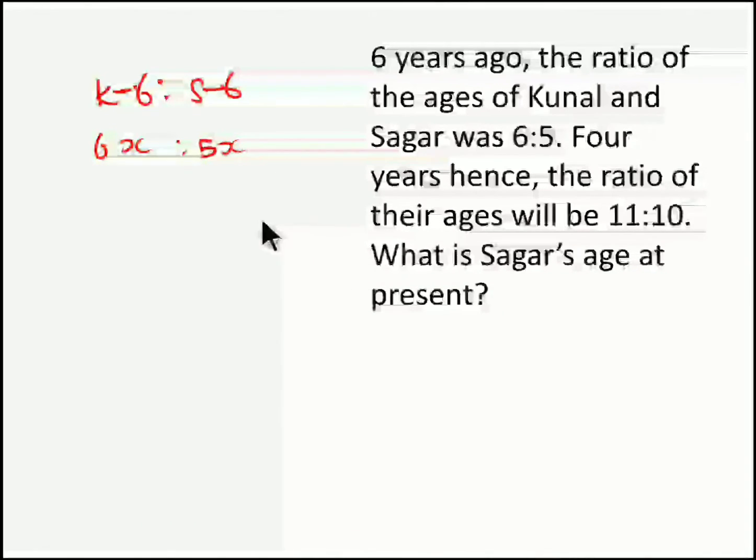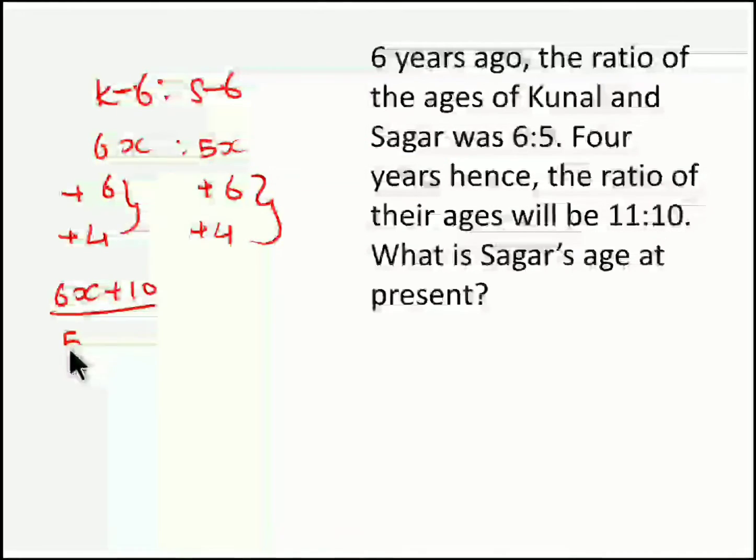So 4 years hence means from present, after 4 years their ages will be in the ratio 11:10. See, before 6 years, if it is 6:5, then after 6 years, that is present, it will be 6x plus 6 and 5x plus 6. 4 years hence means you have to add another 4 years from present. So that is 6x plus 10 and 5x plus 10. Their ratio will be 11:10, which is given in the question.